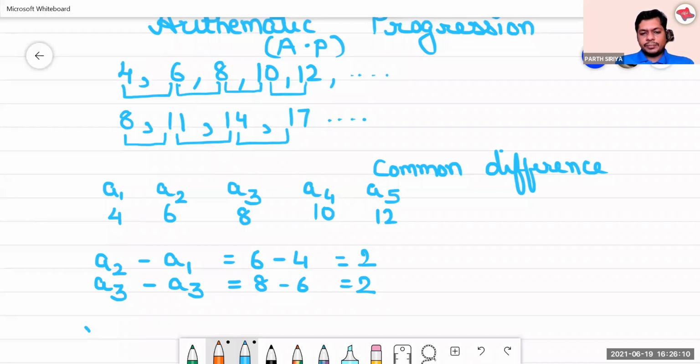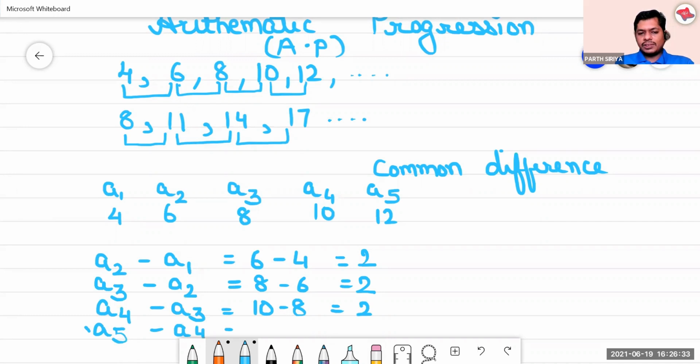Oh, sorry. I made a mistake in writing. It was A3 and A2. Fine. Again, next numbers A4 and A3. So A4 is 10, A3 is 8. 10 minus 8, 2. A5 and A4. That's again 12 minus 10, 2. If the difference is the same, then yes, it is an AP.